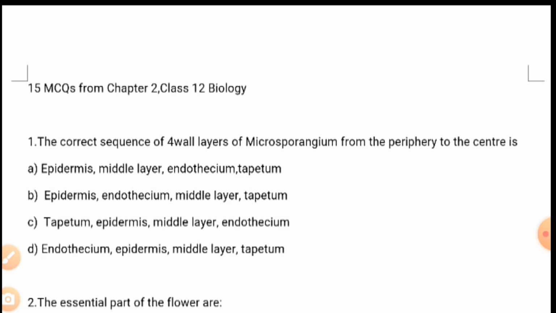So which one is the correct sequence from the outside to the center? It will be epidermis, then endothecium, then middle layer, and last one is tapetum. So the option will be B.